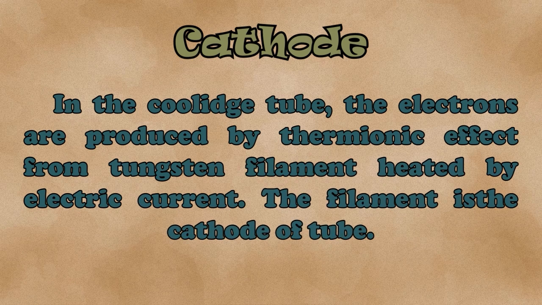Cathode. In the Coolidge tube, the electrons are produced by the thermionic effect from a tungsten filament heated by an electric current. The filament is the cathode of the tube.